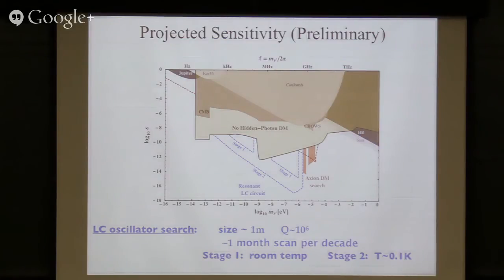And here for this particular proposal, the dominant source of noise is going to be thermal noise. Your LC oscillator will have some thermal noise, and that's going to limit you. So we consider two kinds of stages: stage one where everything is at room temperature, and stage two where we cool, assuming we get the money for the cryo and all that. Again, we set the maximum possible resonance quality to about 10^6. And we assume that we take about a month or so to scan per decade. As you can see, we actually cover a lot of parameter space, much larger than what current experiments are doing. Again, ADMX is somewhere out here. They're accidentally sensitive to these things, but we can do a lot better, by many, many orders of magnitude in this parameter.